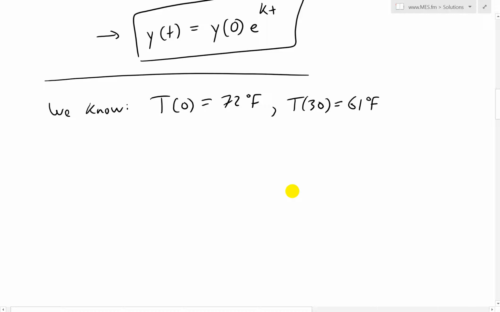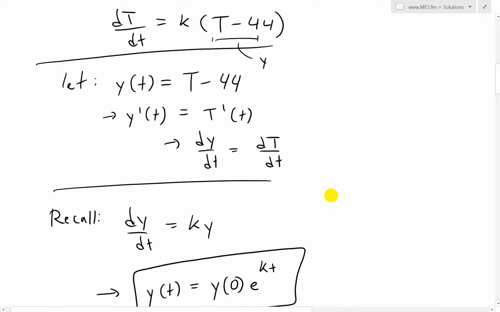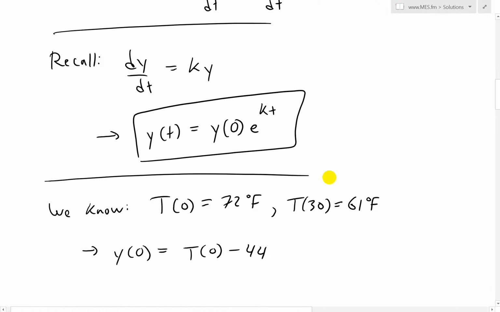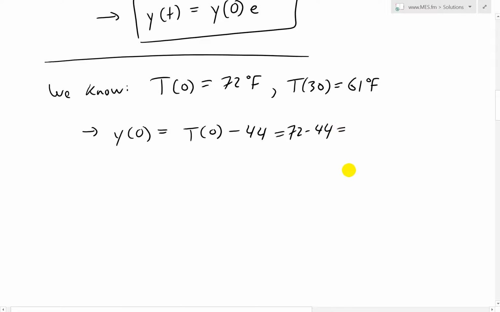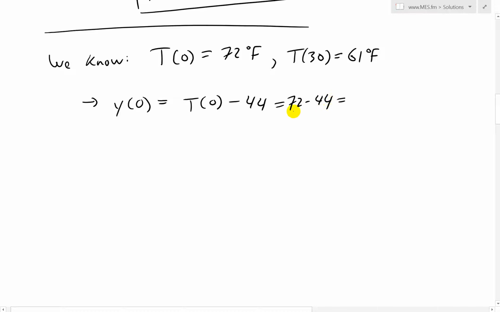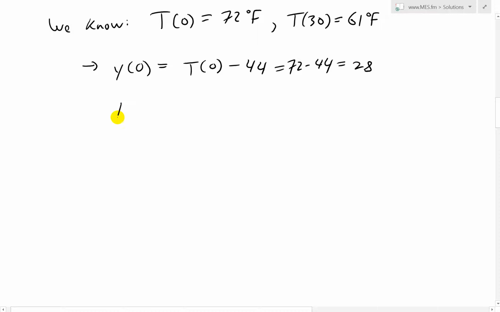So if we know T of 0 is that, we have to solve for y of 0. y of 0 is simply equal to T of 0 minus 44. That is this part right here. Just plug that in. So this is equal to 72 minus 44, which equals 28. So the difference is 28, and now we have to get y of 30.